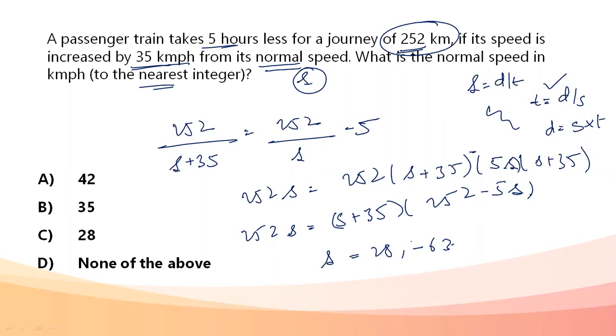I don't need negative values. Negative values will not be entertained because we need to find the speed. Variable s is my speed, so the negative value gets removed. What we need is the positive value. That is, the normal speed of the train is 28 kilometers per hour. My answer is option C.